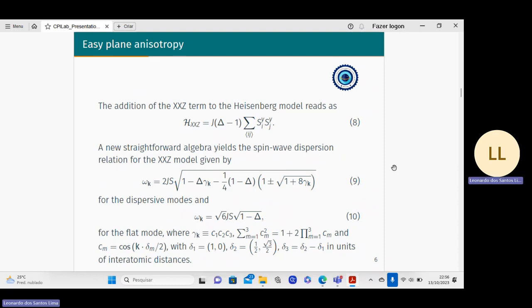We introduce the XXZ terms to the Heisenberg model given by equation 8. We obtain the spin wave dispersion relation for the model given by equation 9 for the dispersive modes and equation 10 for the flat mode, where I have the definition of the gamma parameters given by this equation. And I have the vectors delta, the units of interaction distance.